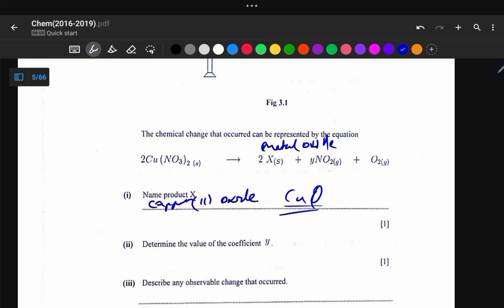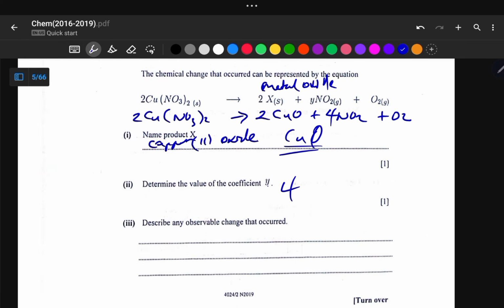And then we are required to determine the value of coefficient Y. So we can find this value by simply balancing the equation. We can rewrite the equation to say copper 2 nitrate gives 2 moles of copper oxide plus nitrogen dioxide plus oxygen. To balance this equation, we simply need to have a 4 here. So the value of Y is equal to 4.